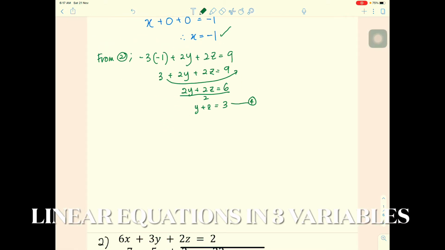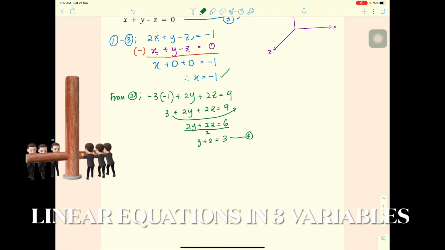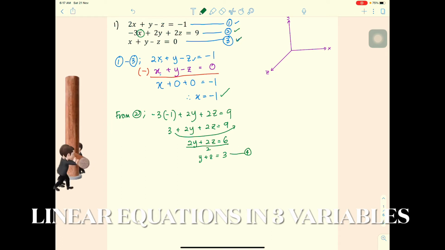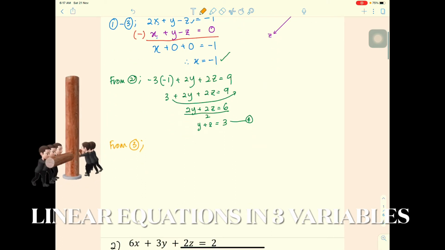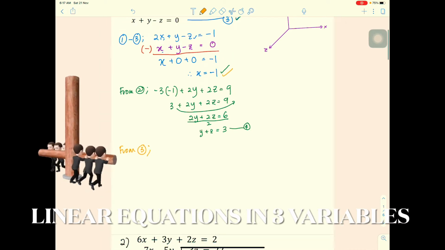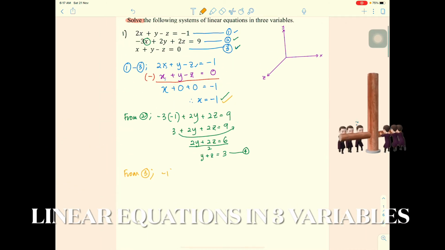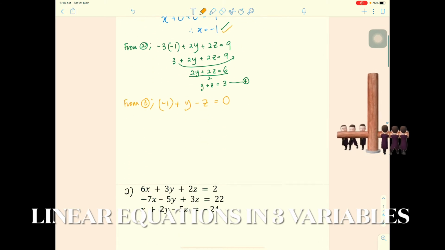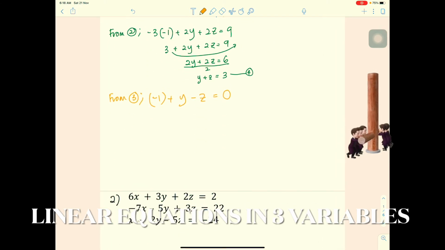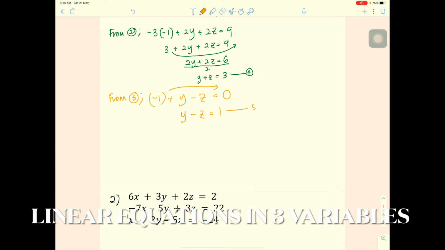And then from equation 3, substitute the value of x equals -1, so -1 plus y minus z equals 0. Bring -1 to the right hand side, so y minus z equals 1, equation 5.